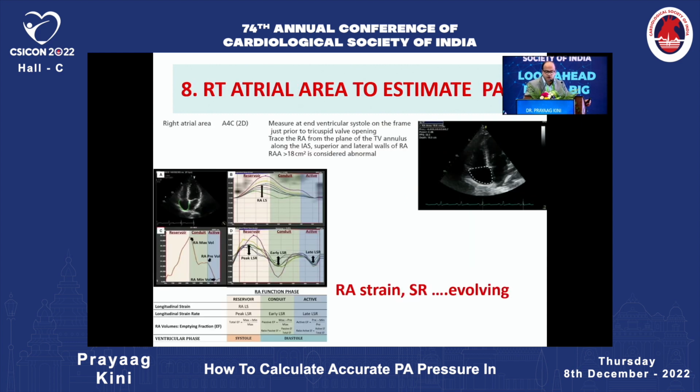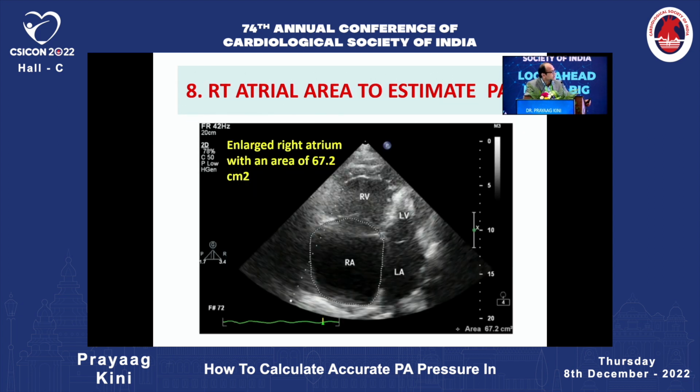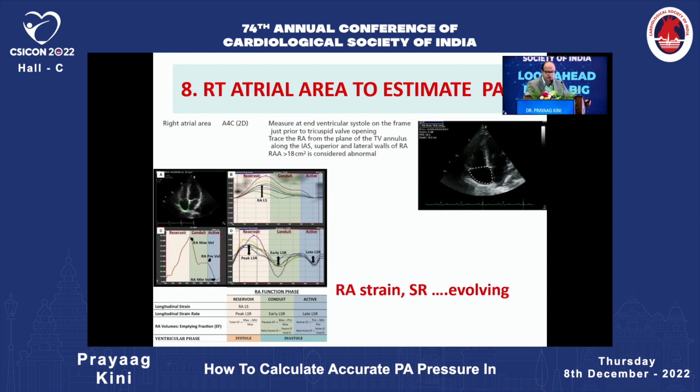RA area also has been used to estimate the PAH. The RA area of more than 18 centimeters square is considered abnormal. You can see, this is one of the patients that we had with PAH, with MS and TR. So the RA is really, really large. It's more than 67, but anything more than 18, in some books 20 centimeters square, is considered abnormal. RA strain is an evolving subject, of course. I couldn't get much data on that, but there are a lot of snippets mentioning that RA strain is also being used nowadays to estimate PH.